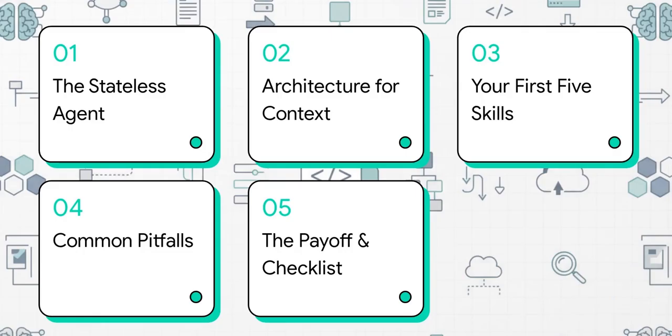Okay, so to tackle this, we've got a clear roadmap. First, we'll dig a little deeper into the problem itself. Then we'll introduce a really powerful architecture for giving the AI context. After that, we'll get super practical with 5 skills you should set up right away, cover the common mistakes to avoid, and finally, look at the big payoff and a checklist to get you going.